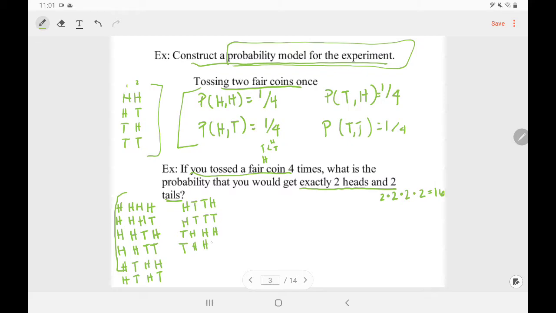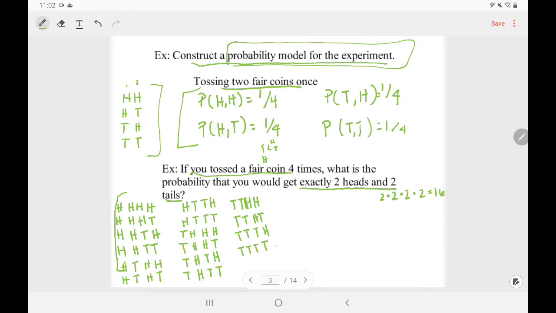Heads, heads, tails, tails, heads, tails, heads, tails, heads, tails, tails, tail, tail, head, head, tails, tails, heads, tails, and I'm going to soon be out of options. Tails, heads, tails, tails, tails, tails. All right, I think I have them all.